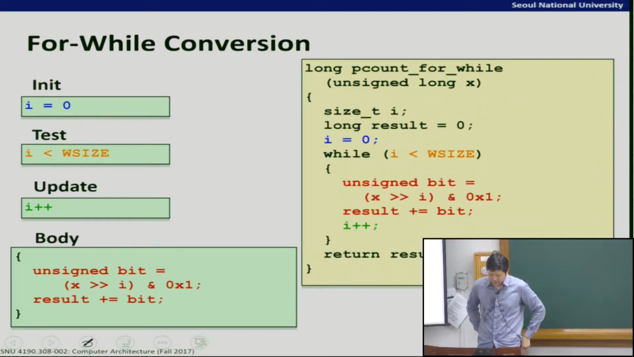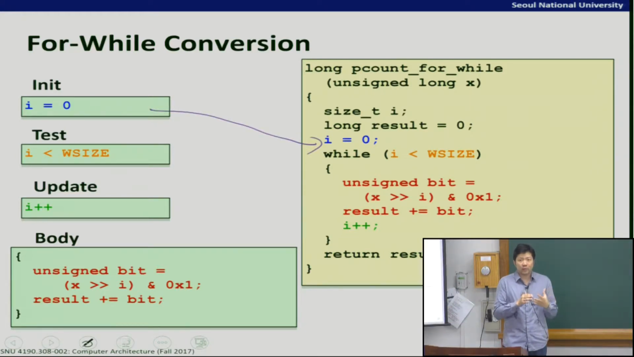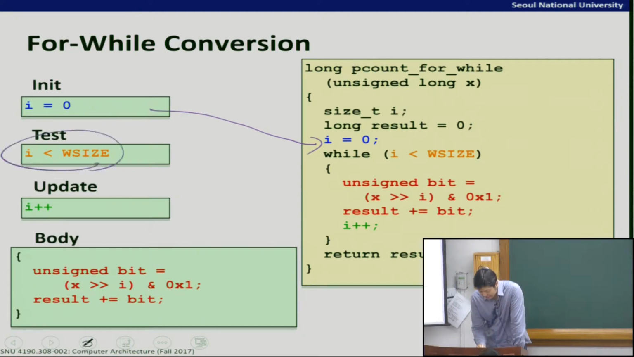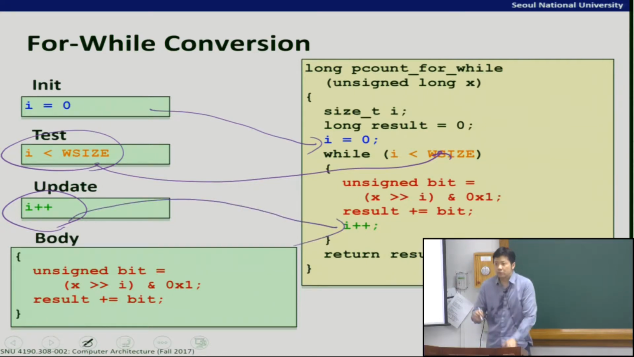And if you apply this transformation to the existing pop count function, then it'll look like this. Init, test, update, and body. So init goes here because we have to execute it before we enter the while loop. And this test is the same here. And update is placed at the end of the loop because we have to execute it before we finish the iteration of the loop, right? So update goes here, and the body stays here.